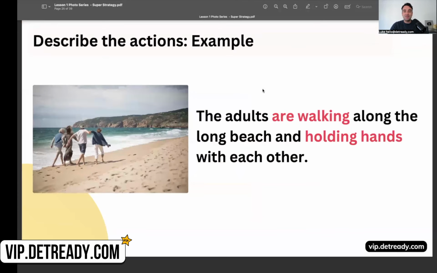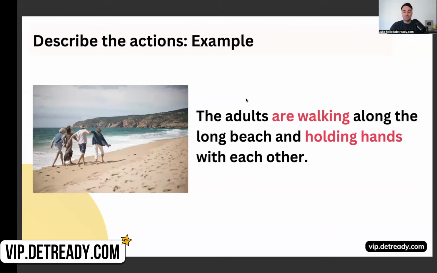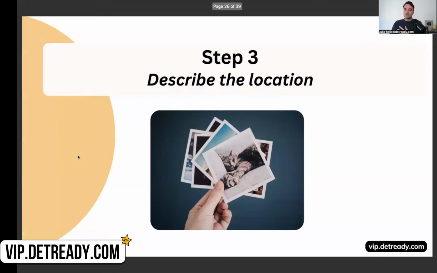Okay, so that's part two, describing the actions of people or subjects. It works well for photos like this, where there are actually people doing something. But sometimes the photo doesn't have many actions. Remember the car photograph? So in that case, if you find it difficult to describe the actions, then you can describe the location. That's the next step.